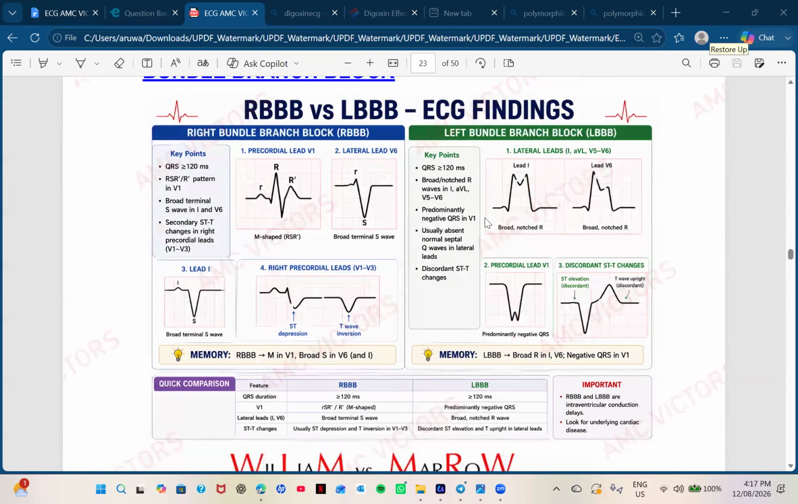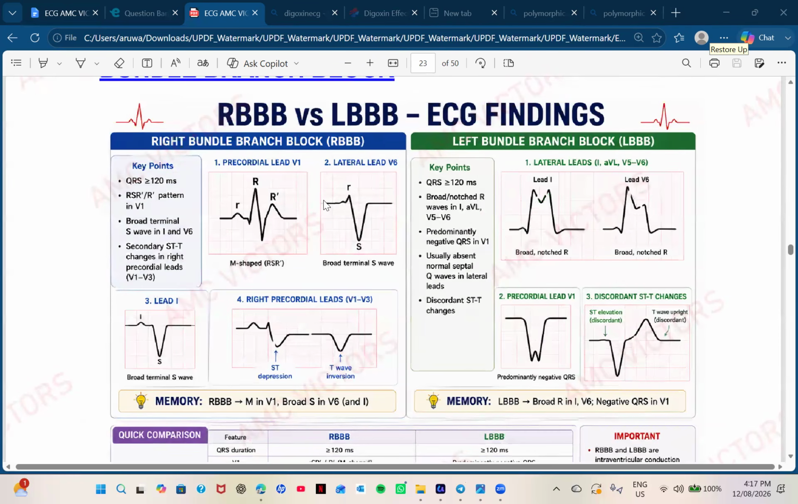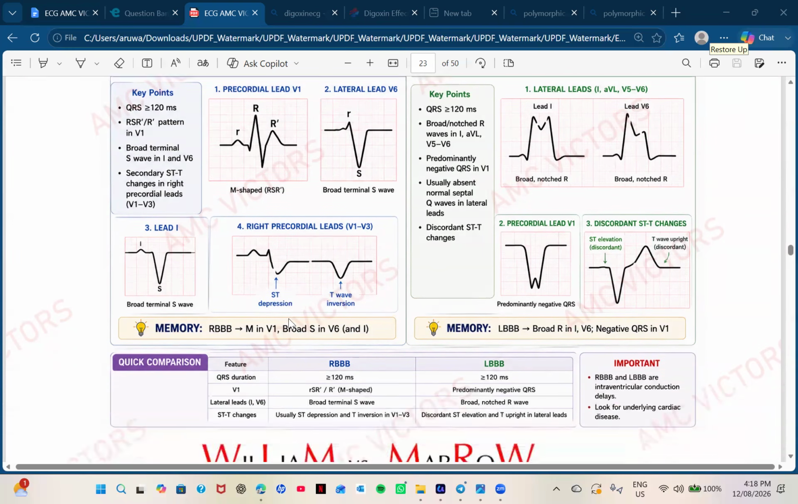So let's discuss the general features. In bundle branch block, we have a QRS of more than 120 milliseconds. That means we have a broad complex, right here. In the right bundle branch block, we have what, doctor? An RSR pattern, right? That's why we call it M, right? That is the thing.